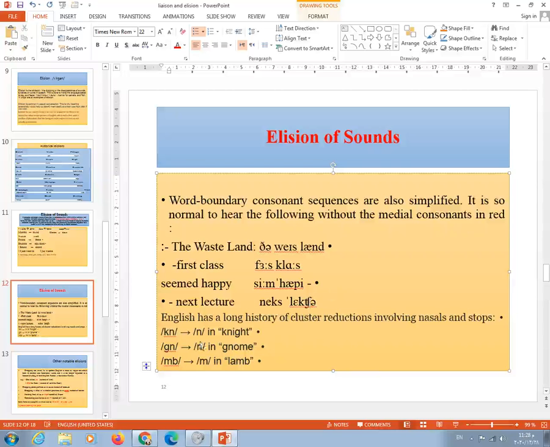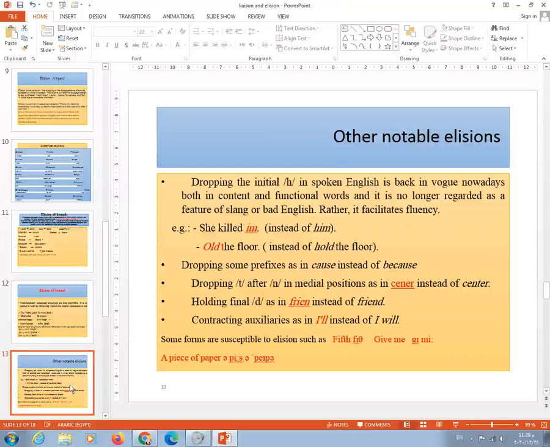Here, as we said before, English has a long history of cluster reductions involving nasals and stops. For example, here the k disappears, the g disappears, and the b disappears, so we have "night", "num" and "lam". Okay. Other notable elisions are things you will see a lot in connected speech and in native speaker speech.